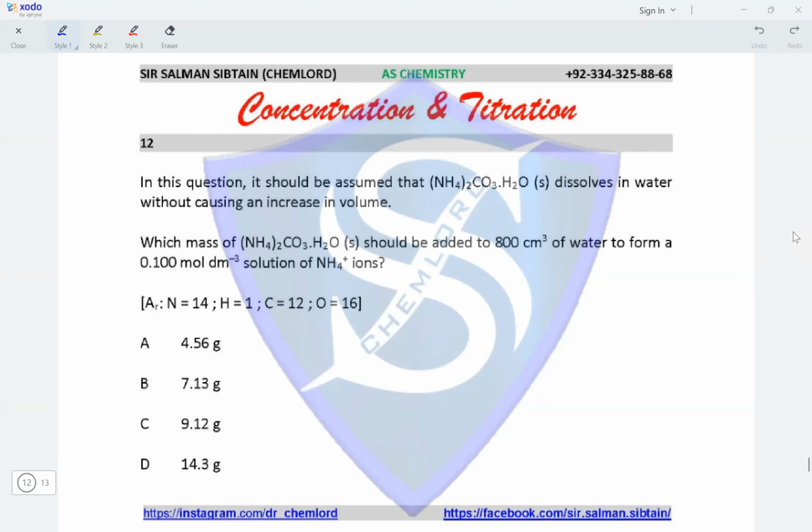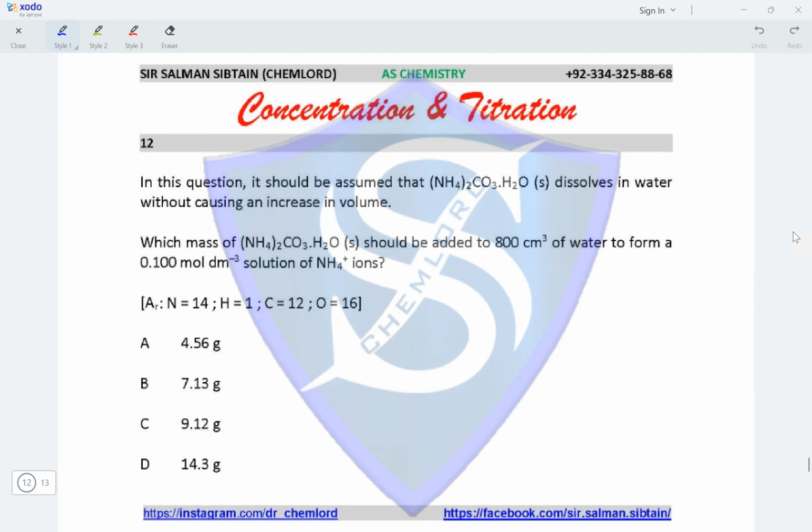Question 12. In this question, it should be assumed that ammonium carbonate hydrated dissolves in water without causing an increase in volume. Which mass of hydrated ammonium carbonate should be added to 800 cm³ of water to form a 0.1 mole per dm³ solution of ammonium ions? So we have the concentration of ammonium ions present, which is 0.1 mole per dm³, and the volume of water that it should be added to, that is 800 cm³.